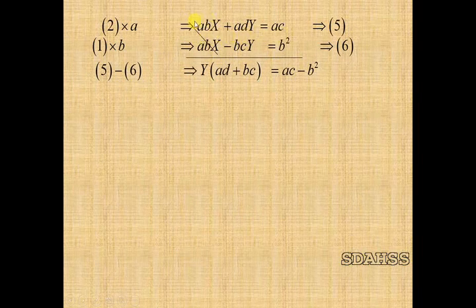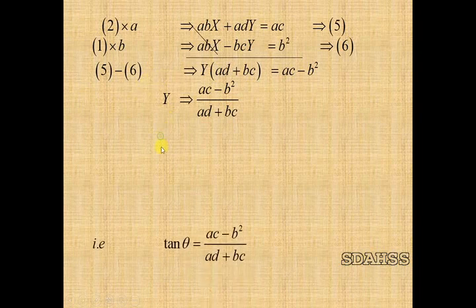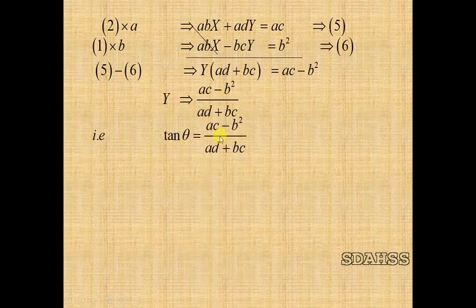If you change the sign, the x term cancels. So remaining you have, so this equation becomes plus, (ad plus bc) into y is equal to ac minus b square. Then y is equal to (ac minus b square) divided by (ad plus bc). We know that y is equal to tan theta. Tan theta is equal to (ac minus b square) divided by (ad plus bc).